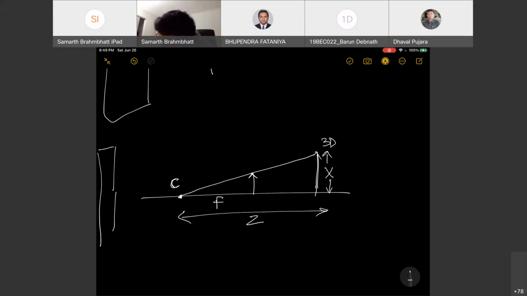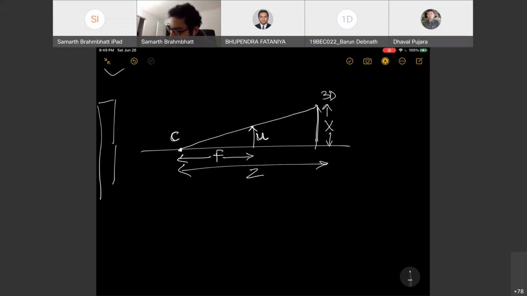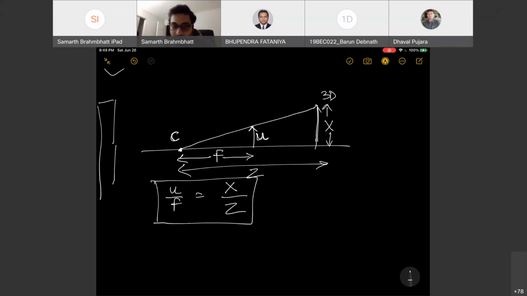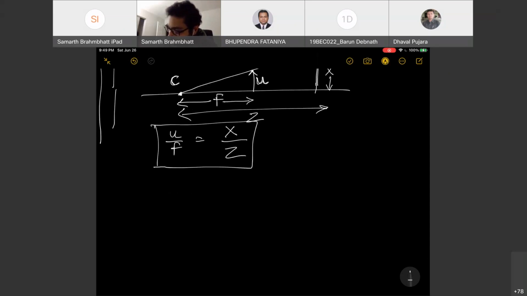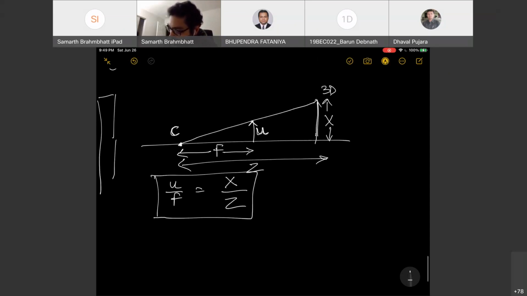Now, if we call this the focal length of our camera, which is the distance at which the image is formed, then we know we have this height over here. And we know that this bigger triangle and the smaller triangle are similar triangles, right? So we can write u divided by f is equal to x divided by z. So this is one of the most important equations, because what this does is it tells us how the image is going to be formed from a 3D object.